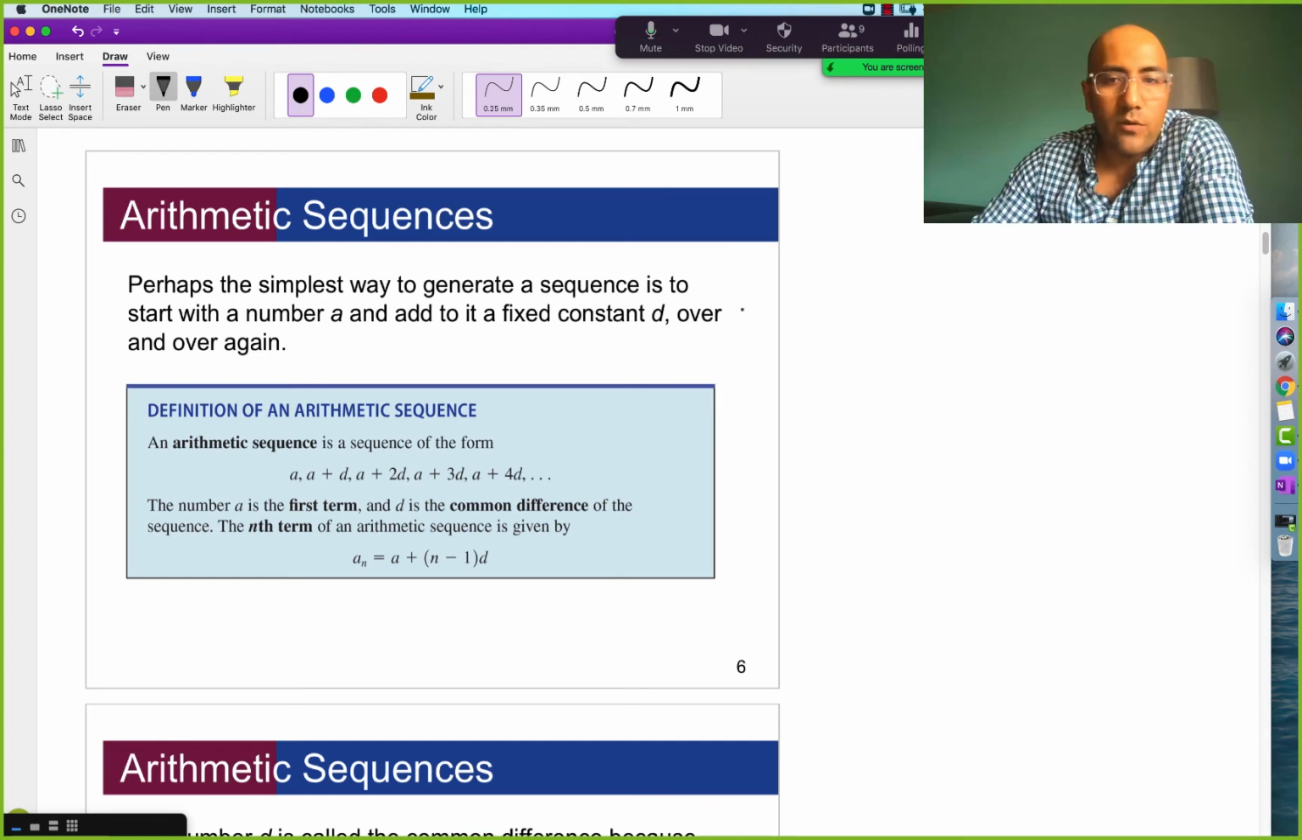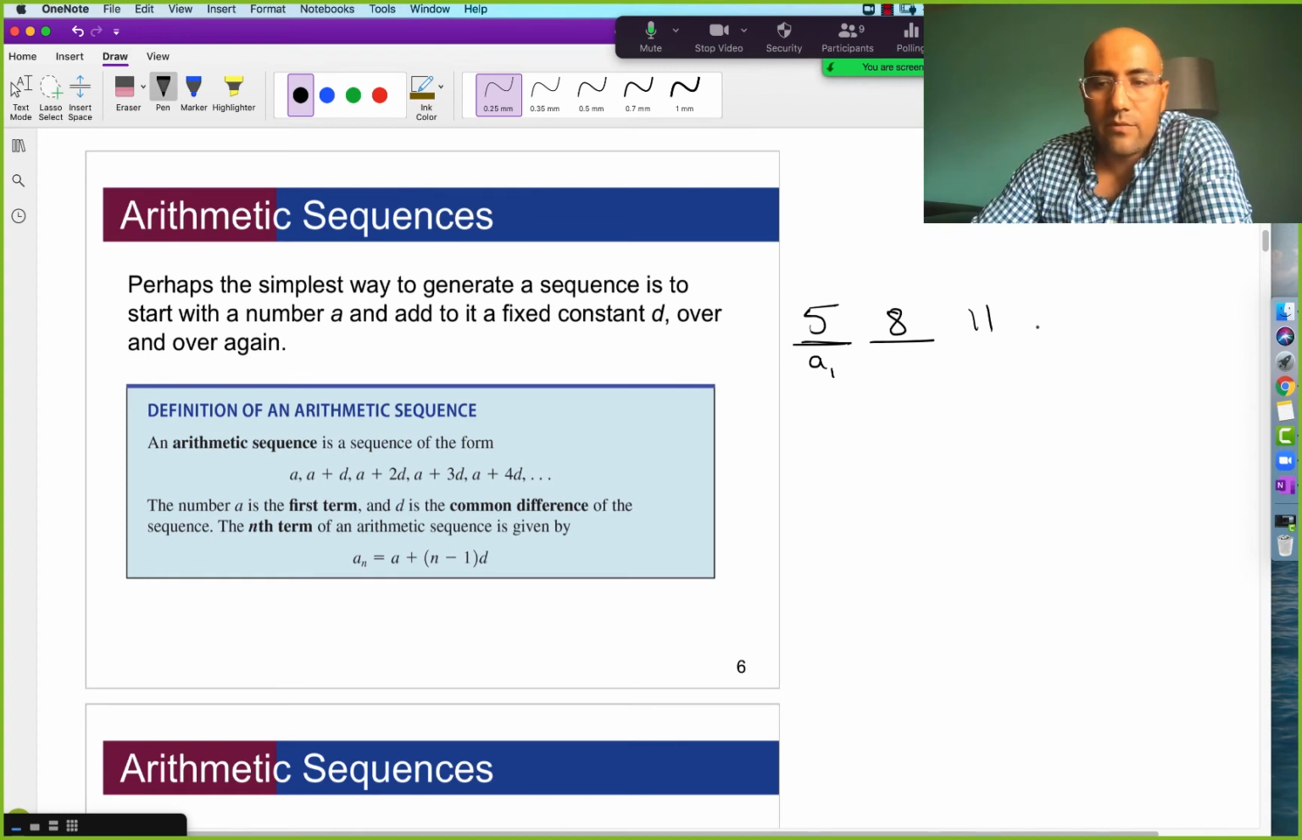So for example, let's say that we just start with the number 5. That's the starting value, a sub 1. And then to get from 1 to the next, we add 3. So let's say that one's 8. And then to get to the next one, we add 3 again. So that's going to be 11. And then we add 3 again. So then that next one's going to be 14.